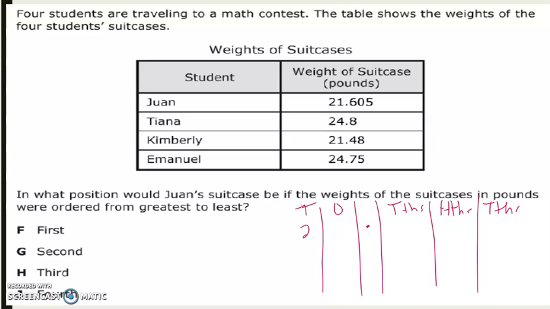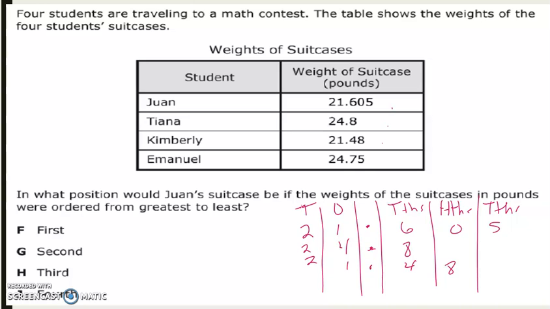So I'm going to put 21 and 605 thousandths. Okay. So I'll put that one in the chart. Let's look at 24 and 8 tenths. So 24, here's my decimal, 8 tenths. Okay. Then I have 21 and 48 hundredths. So I got 21, 48 hundredths. Don't forget your decimal.